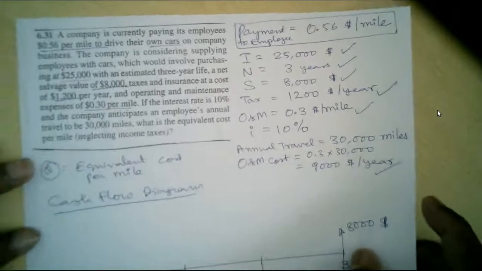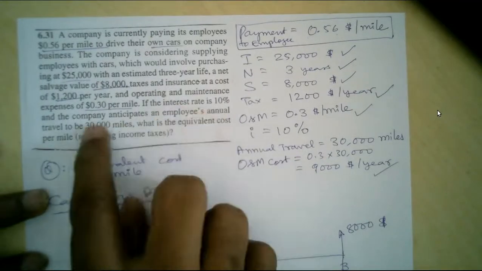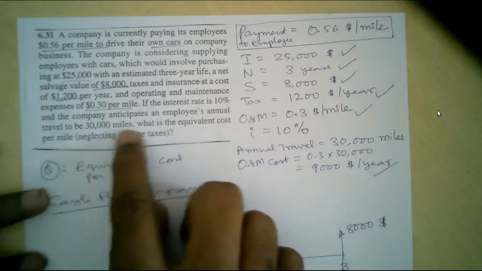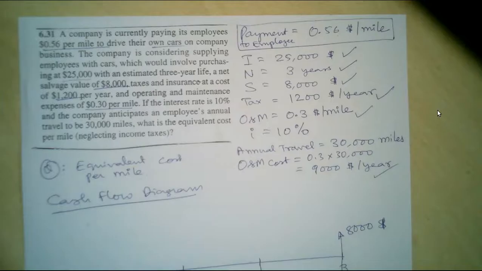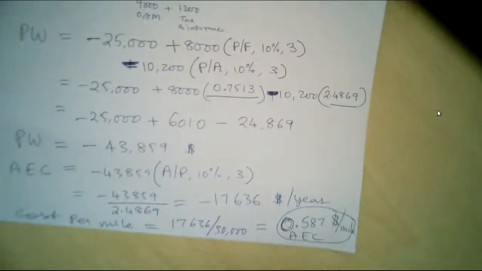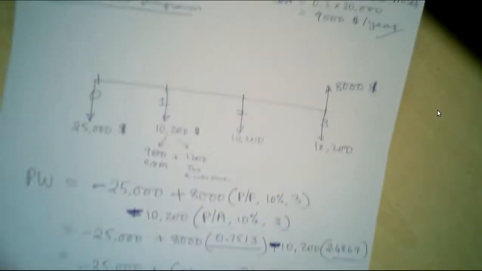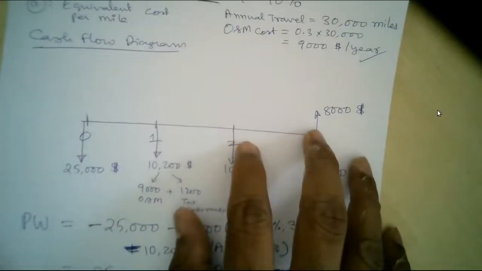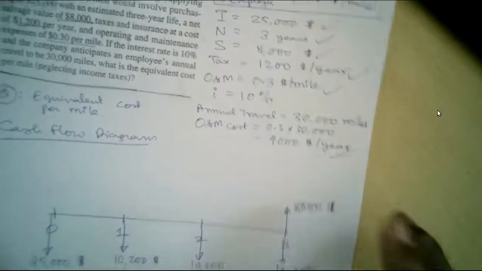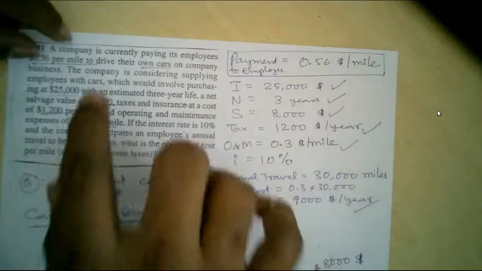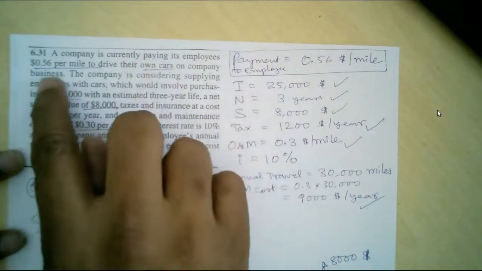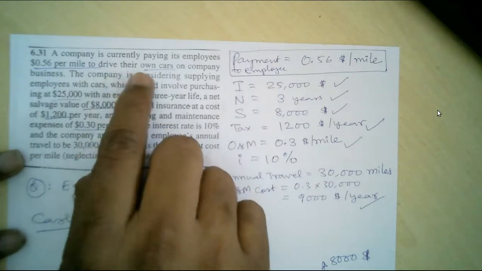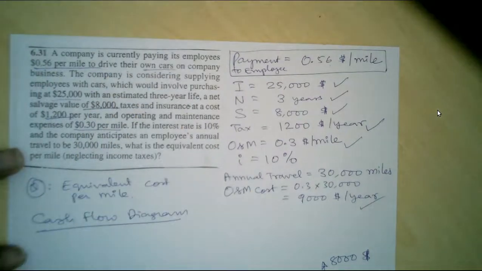So here, if the interest rate is 10% and the company anticipates employees' annual travel to be this much, what is the equivalent cost per mile, neglecting income taxes? So this is the importance of this annual equivalent cost analysis. You can take a decision whether we should go for this or not. Because of this, we are able to take a decision, and the recommendation is the company should continue its present policy, pay 0.56 per mile to employees to drive their own cars.